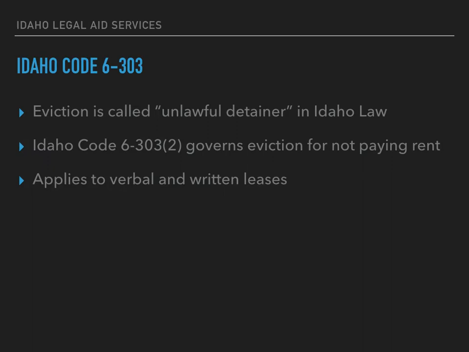So the applicable law here is Idaho Code 6-303, and it talks about unlawful detainer in Idaho. You can consider the term unlawful detainer to mean eviction when you read it. And so we are in part 2 of that statute, and that's what talks about the process that the landlord has to follow to evict someone for not paying their rent.